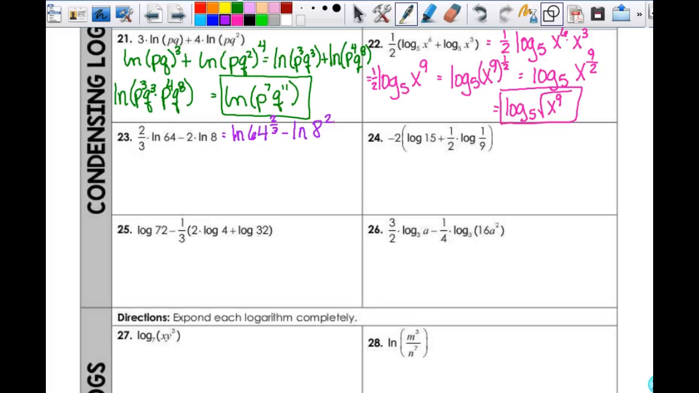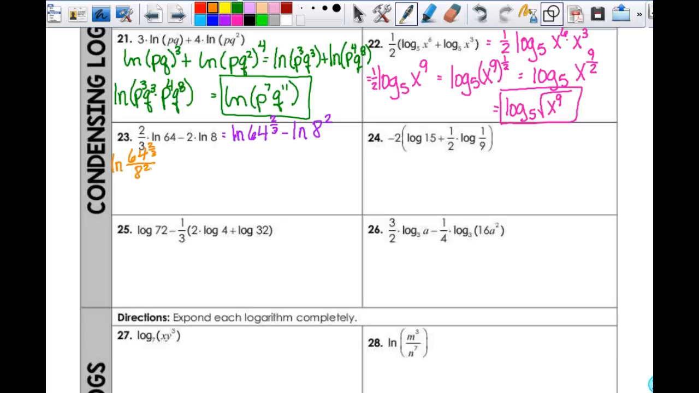I could handle the exponents right now, or I could wait. I'm going to wait and condense it because I want to show you a couple of different ways you could look at this, depending on what situation you're in. Option 1 would be to leave everything as is for right now. So we'll have the natural log of 64 to the 2/3 power over 8 squared.